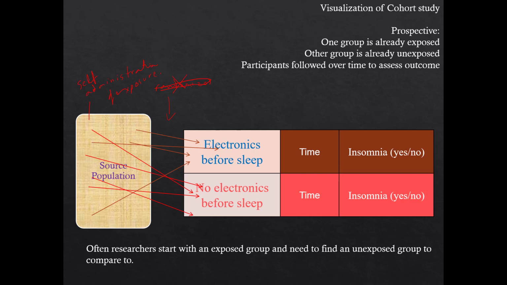All right, and usually, so this time piece, we're looking at cohort studies here, which are the most similar to experiments. And so there's some sort of choice to be exposed to electronics before sleep, a period of time, and then we look for evidence of insomnia, yes or no.